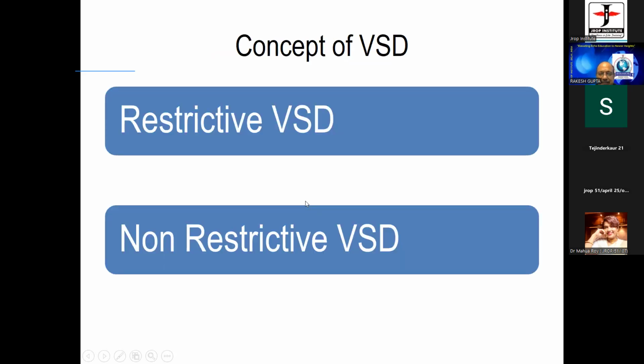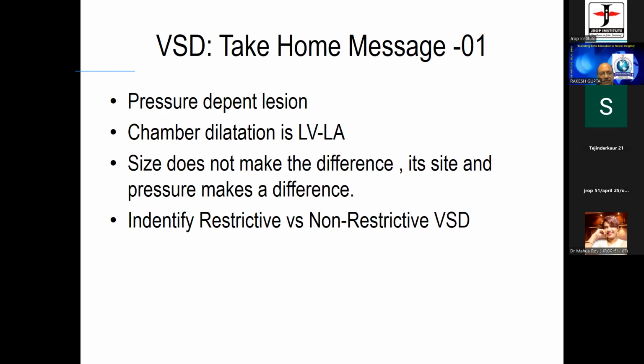And that's what I said, restrictive VSD versus non-restrictive VSD. Restrictive VSD means the gradients are very high. Non-restrictive VSD means the gradients across the interventricular septum are low. And whenever you find a non-restrictive VSD, they need urgent surgical closure.